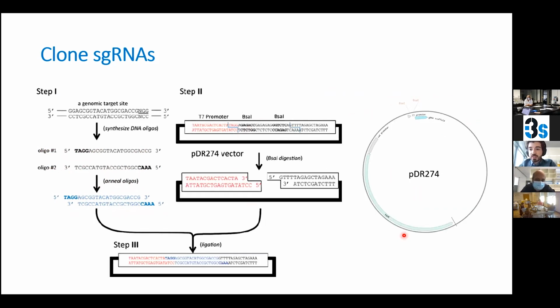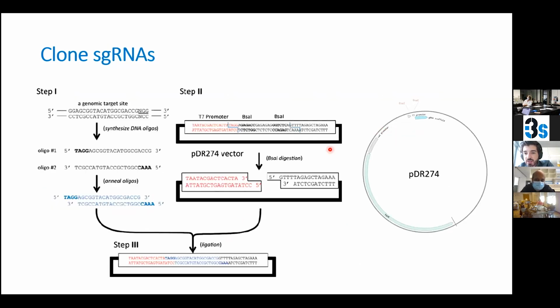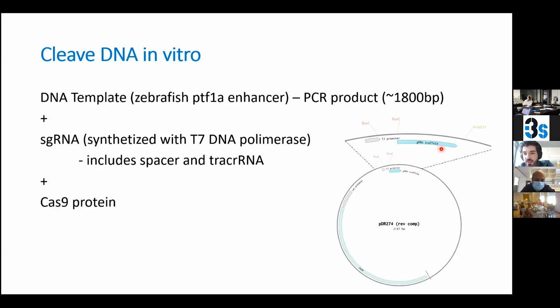We are going to clone it in this other vector called pDR274. As you can see, this vector has these two sites that are recognized by a different restriction enzyme called BsaI. It recognizes this place, cuts, and generates this cut, which is complementary to the fragment that we have here. Therefore, we just need to ligate them, and as a result, we have our sequence flanked by these BsaI sites in blue, together with the guide RNA scaffold.